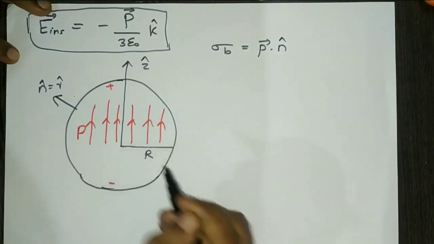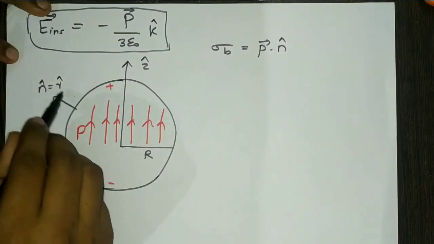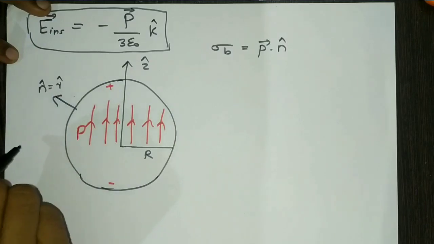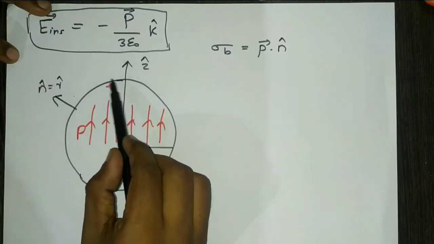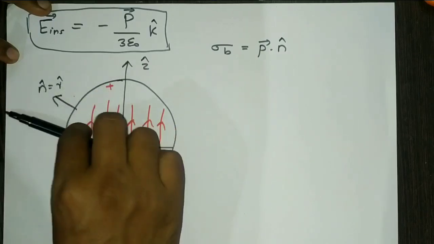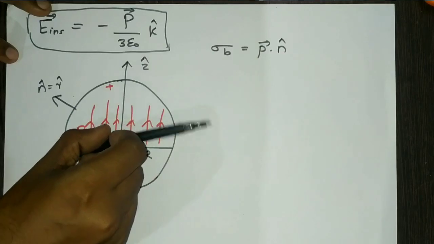This is r. The unit vector n is along the radius vector. Let us write small r cap. This r can be any point on this sphere, maybe here, here, here. But this r vector is along the radius vector r.